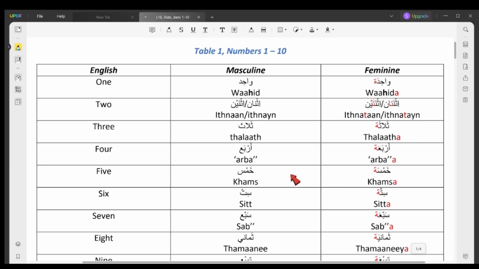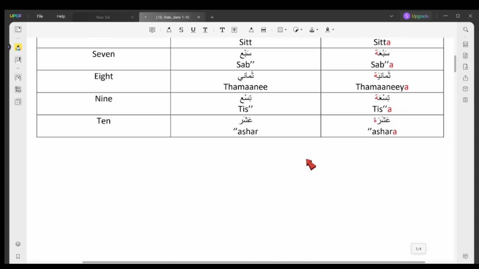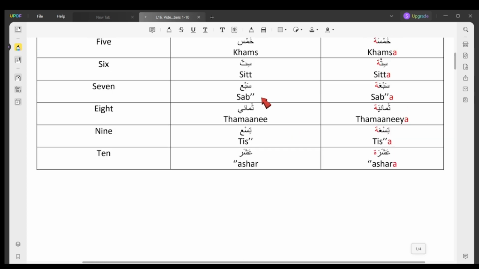The number 4, arba. And the feminine, arba'a. The number 5, khams. And the feminine, khamsa. The number 6, sit. And the feminine, sitta. The number 7, sab'a. And the feminine, sab'a.